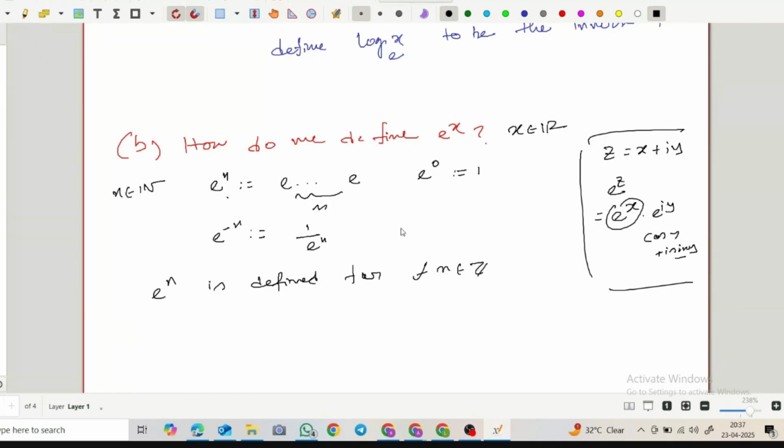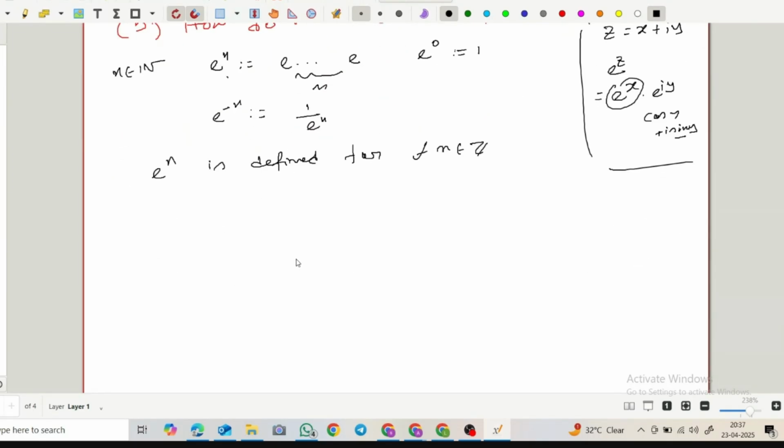Okay. So first, let's try to define it for rationals. Take p by q, which is greater than 0. Because once you define it for positive rationals, we are just going to take the reciprocal and define it for negative rationals. So how to define e to the power p by q? I can guarantee that you guys will just say define it for this. I mean, what's the problem, right? e to the power p is defined, right?